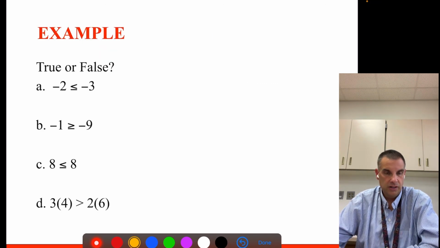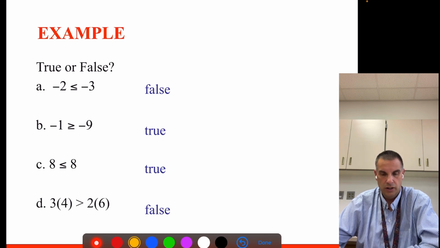All right, true or false, just quick. -2 is less than -3, that's false. -1 is greater than -9, that's true. 8 is less than or equal to 8, it says equal to, so it's true. And that is false because 12 isn't greater than 12, it's equal to.